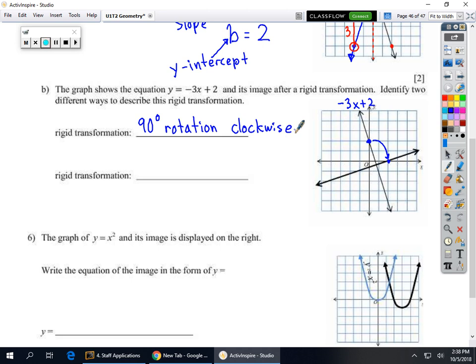All right. Afterward, there's another way to describe this rigid transformation. Well, instead of going clockwise, why can't I go counterclockwise? If I went counterclockwise, I could go 1, 2. So instead of going clockwise 90, I could have gone counterclockwise 270. You could make this a 270-degree rotation counterclockwise.